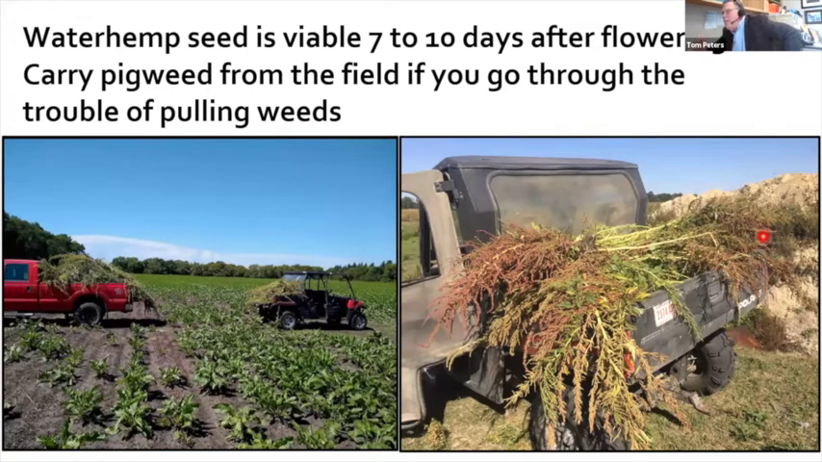I am an advocate for pulling weeds. I know pulling weeds is hard work, but I want to tell you, if you're going to go through the work of pulling weeds, get them out of the field. And the reason for that is water hemp is an example of a plant where once you see the flower, you have no more than 14 days before you're seeing viable seeds. So pulling out a water hemp plant with flowers just means that seed is going to mature itself while the plant lays on the ground, and you're going to still wind up with some seeds that are causing concerns for next year. So carry those water hemp out of the fields if you can.